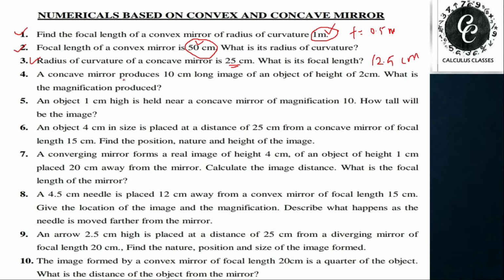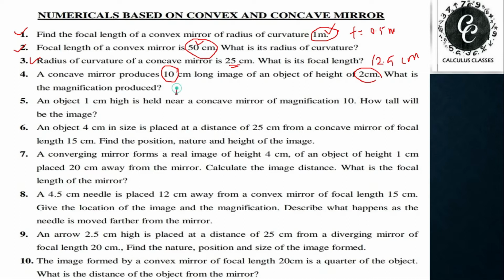And next, a concave mirror produces a 10 centimeter long image of an object of height 2 centimeter. See, this is the height of the image and this is the height of the object. Now, what is the magnification produced? So they are saying concave mirror, and they are not mentioning the nature of the image, so we have to take both the cases.